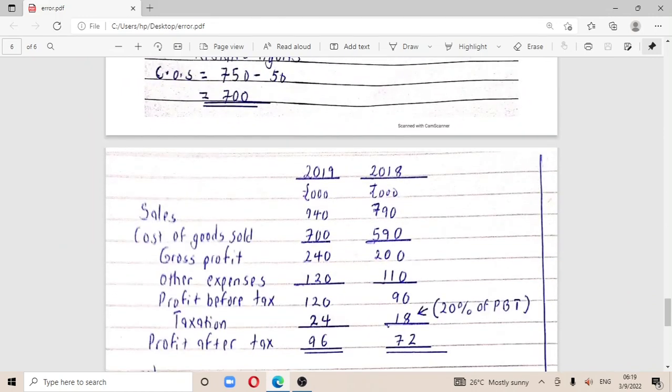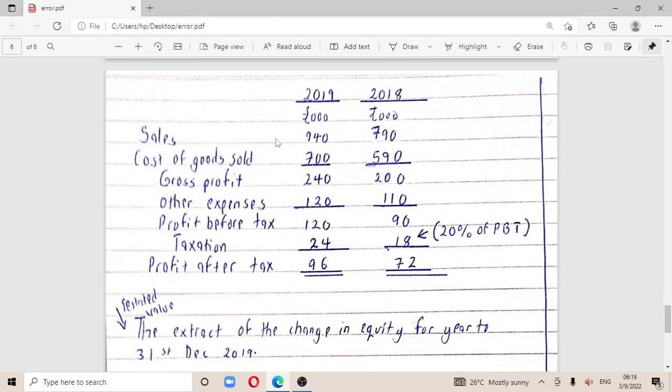now if I'm to draw an extract of the statement of comprehensive income, it will be the sales, which won't change, 940 and 790. Now the cost of sales will change, we bring the restated figures of 590 and 700, for 2018 and 2019. The gross profit will be this minus this, giving 200, and this minus this, giving 240. The other expenses remain the same, 110 and 120. So 200 minus 110 gives 90, and 240 minus 120 gives 120. So this is the profit before tax.